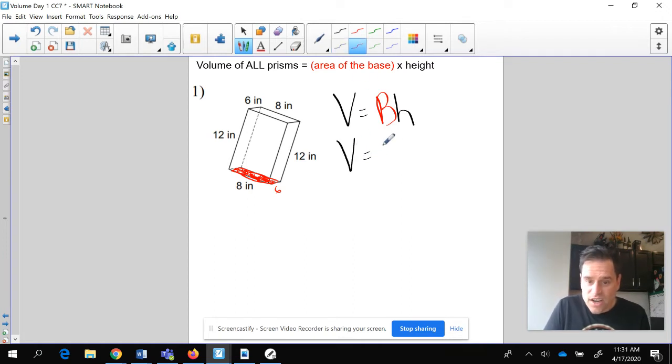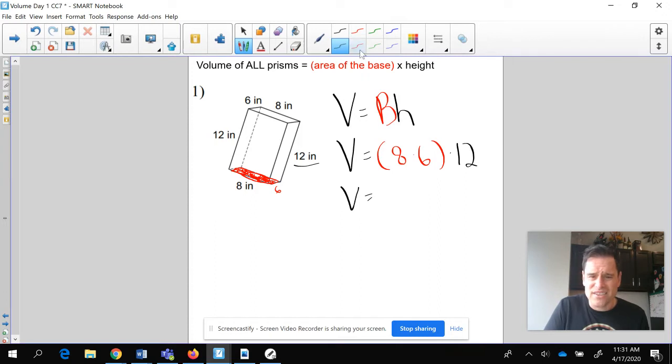And I'm going to change the color every time for the area of the base. Area of the base times the height, and the area of this base is 8 times 6, because the area of the base is the area of a rectangle, and the area of a rectangle is 8 times 6 times the height. The height from top to bottom of this super awesome cereal box, we're going to call it a cereal box, is 12.